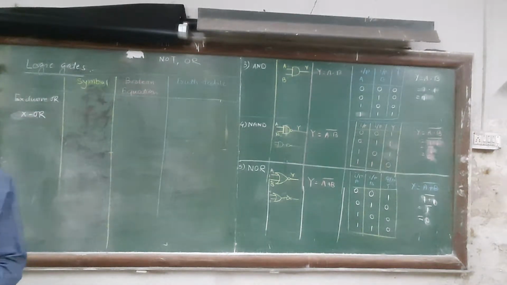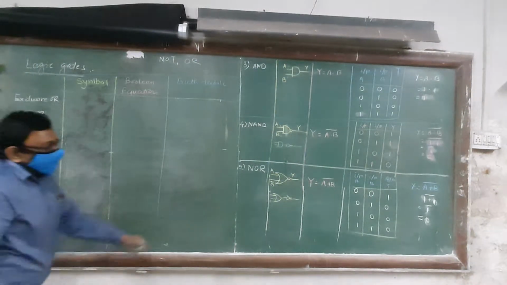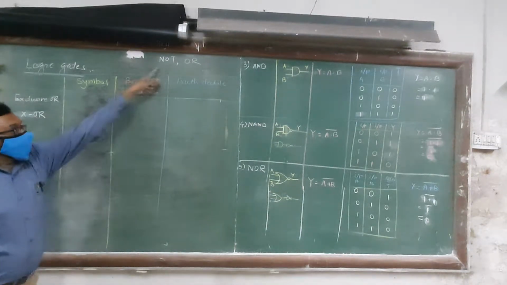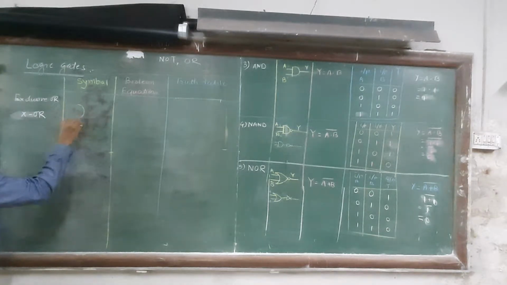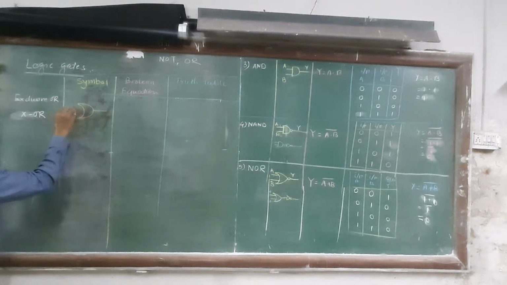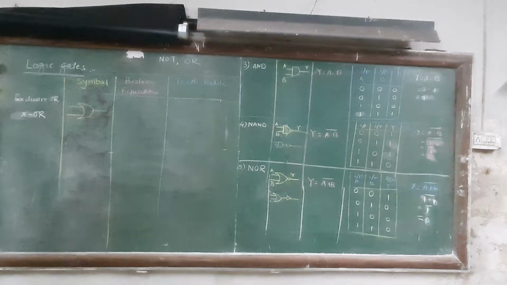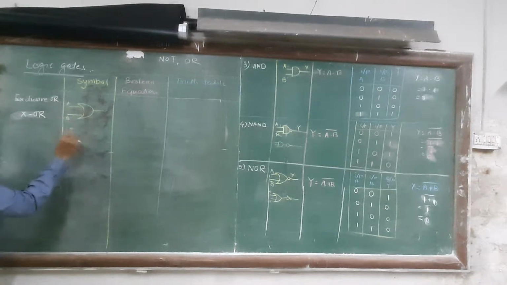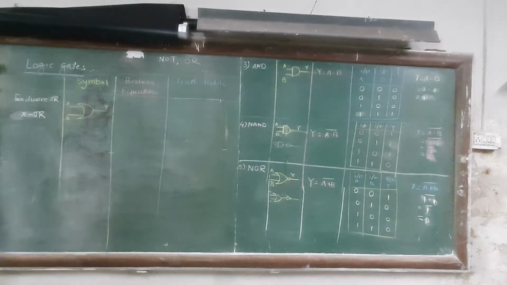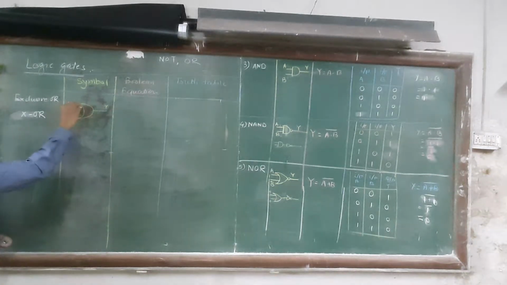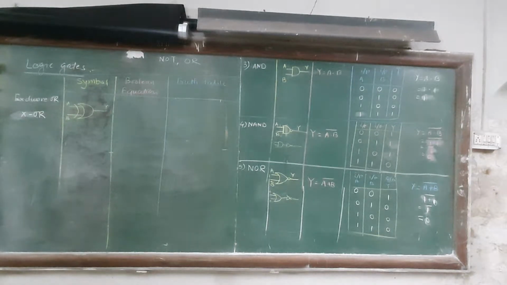Now, first of all, we discuss its symbol. Its symbol is the same as the OR gate symbol we discussed previously. In an OR gate, it is like this. This one is the symbol of OR. How many inputs are there? 2. But only the symbol changes, and here it is represented like this. This one is the symbol of exclusive OR.